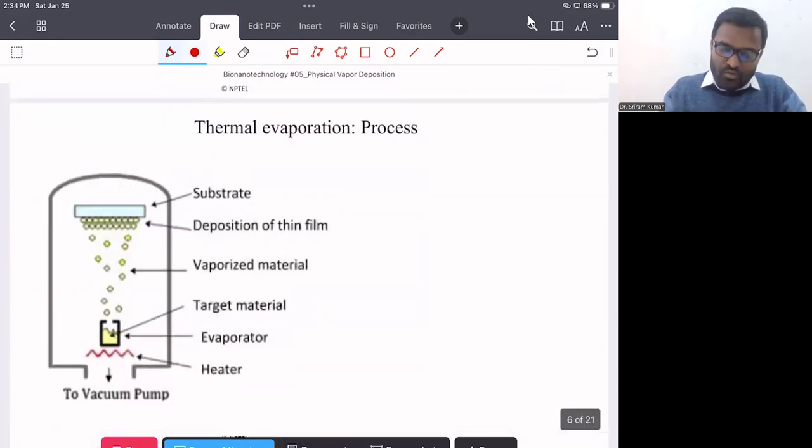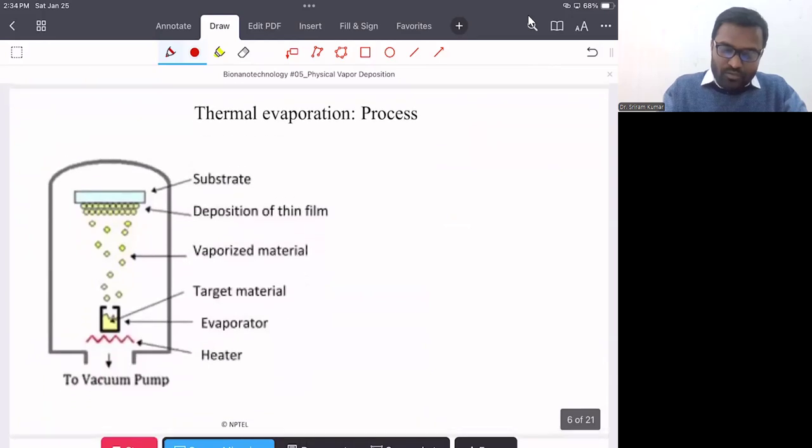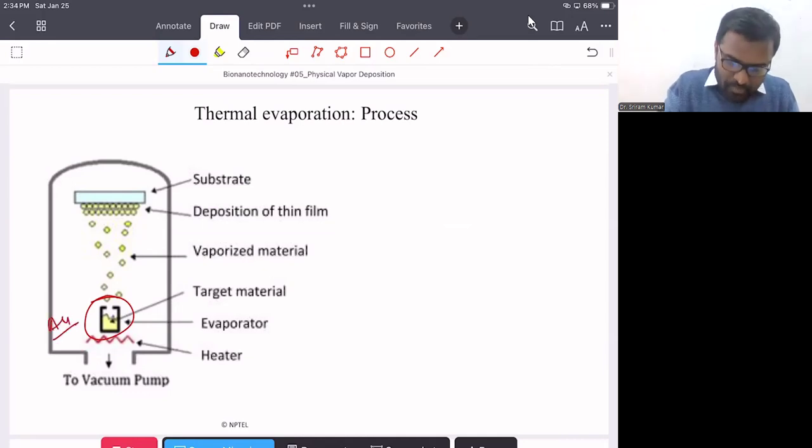Let's understand the first technique, that is the thermal evaporation based technique. In this technique, we have a closed chamber, and here we have our desired target material. Suppose this is gold material. That gold material may be either in a crucible or on a solder. Somehow we can heat this material with the heater here, so that this solid material becomes vapor phase, and that vapor phase gets deposited on the silicon wafer or the desired substrate material.